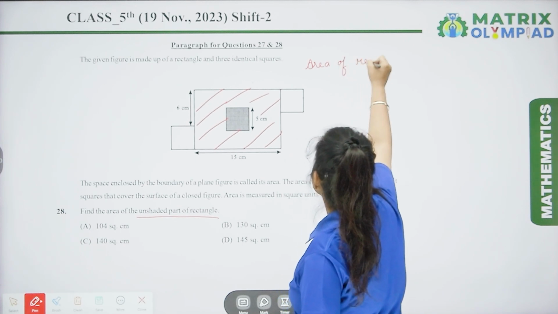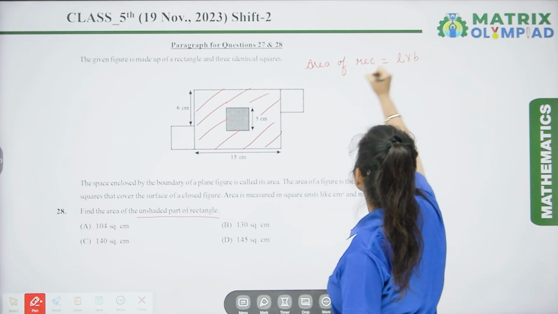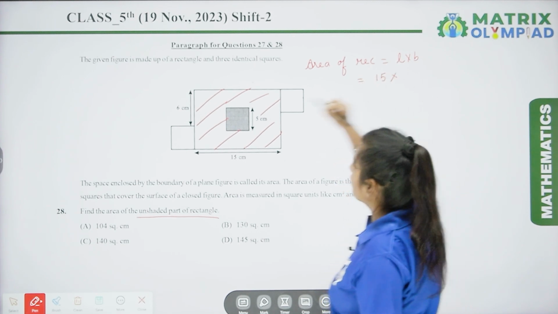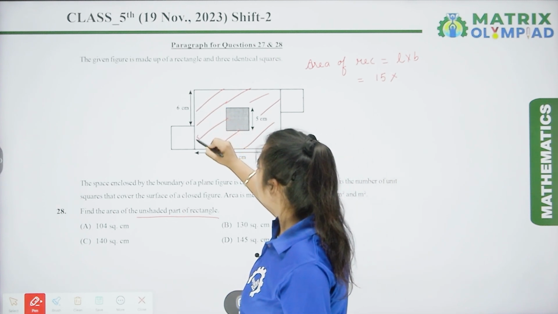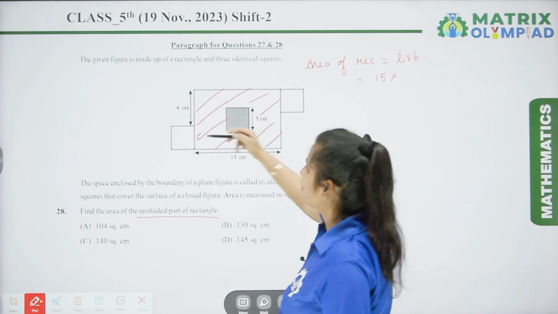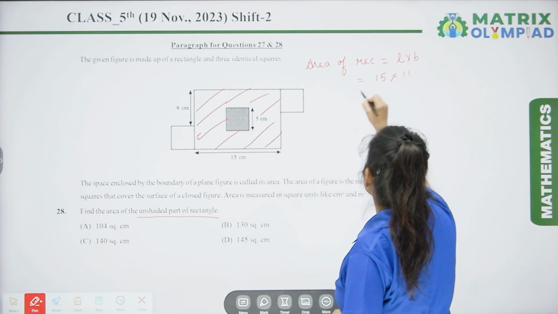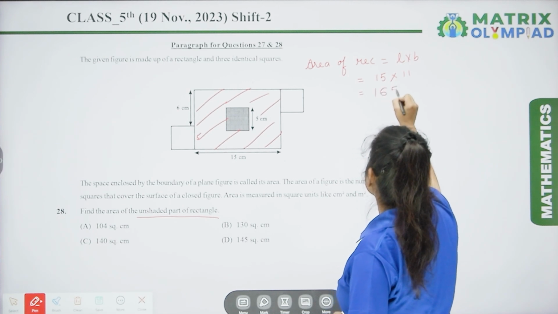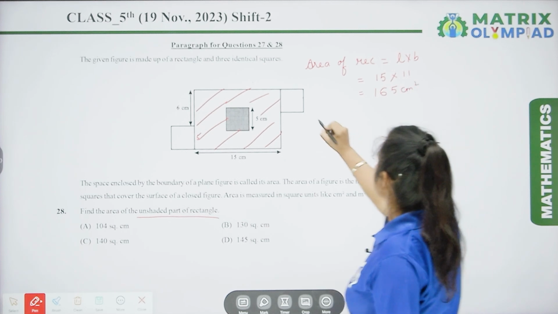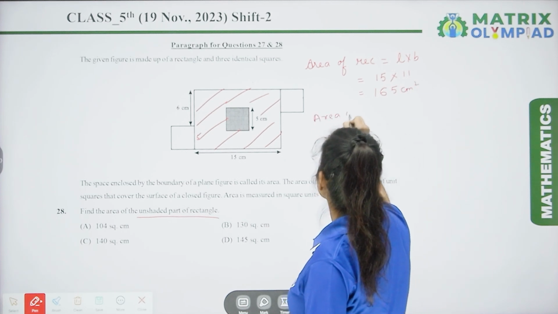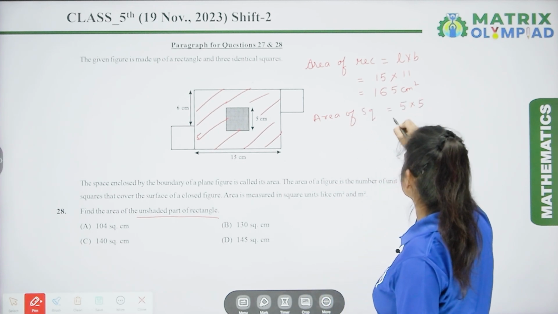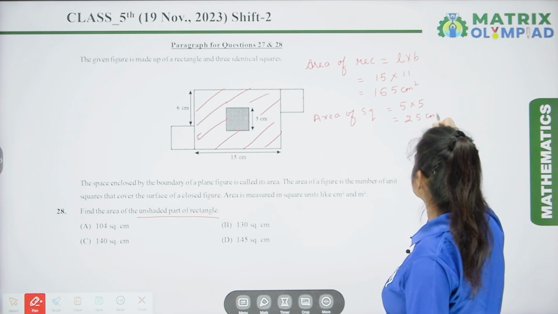Area of rectangle is equal to L into B. So L into B is 15 multiplied by, this is 6 and this will be 5 and this is the square width side 5 centimeters. So 6 plus 5 is 11. So here we will have 11. After multiplying we get 165 centimeter square. And we have the area of a square also, that is equal to side into side, means 5 multiplied by 5, that is equal to 25 centimeter square.